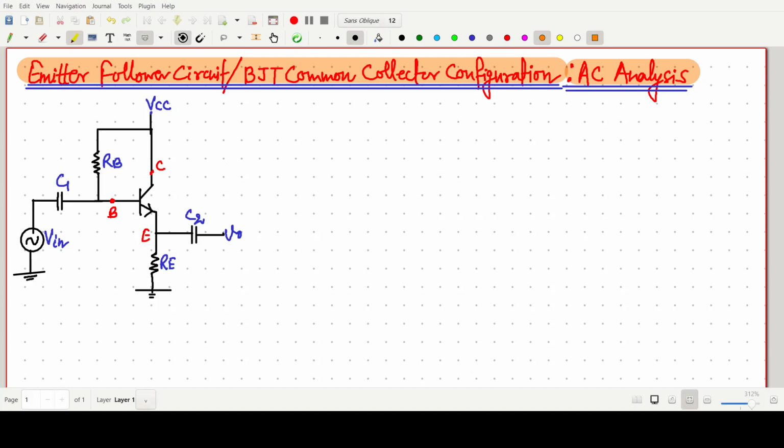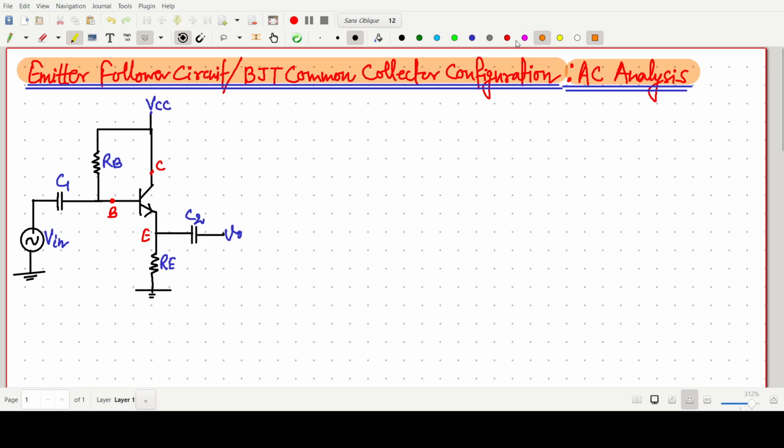Welcome everyone. In this video lecture, we will discuss the emitter follower circuit, that is called the BJT Common Collector Configuration, and we will cover its AC analysis. So first of all, this is the circuit diagram of a BJT Common Collector Configuration, or we can say the emitter follower circuit. Why is it called the BJT Common Collector Configuration? Because this collector terminal is common to both input and output when we are considering the AC analysis.